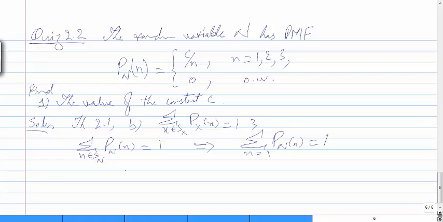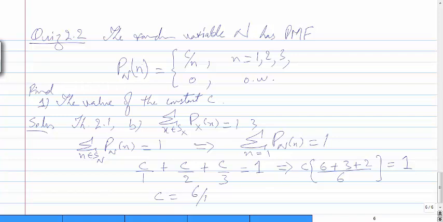When we do that, this comes out to be C divided by 1 plus C divided by 2 plus C divided by 3 is equal to 1. When we solve this, taking the LCM, if I take C out and take the LCM 6, we have 6 plus 3 plus 2 on top over 6, equal to 1/C, so it becomes 11 on top, so C becomes 6 by 11. So this is the solution of the first part.